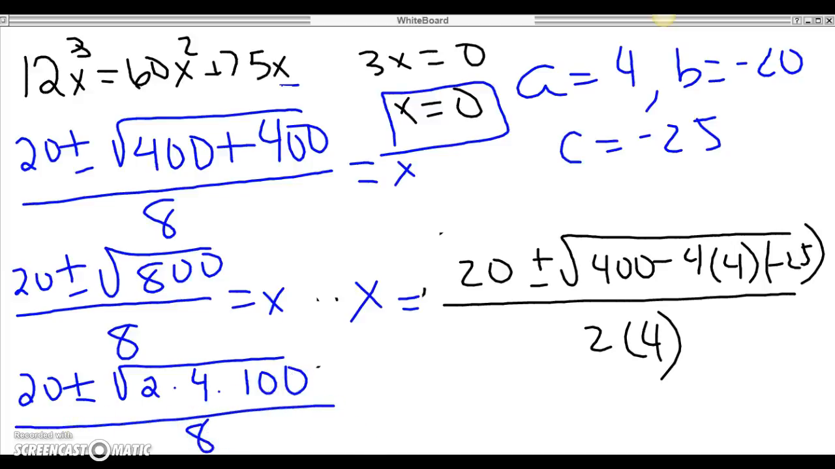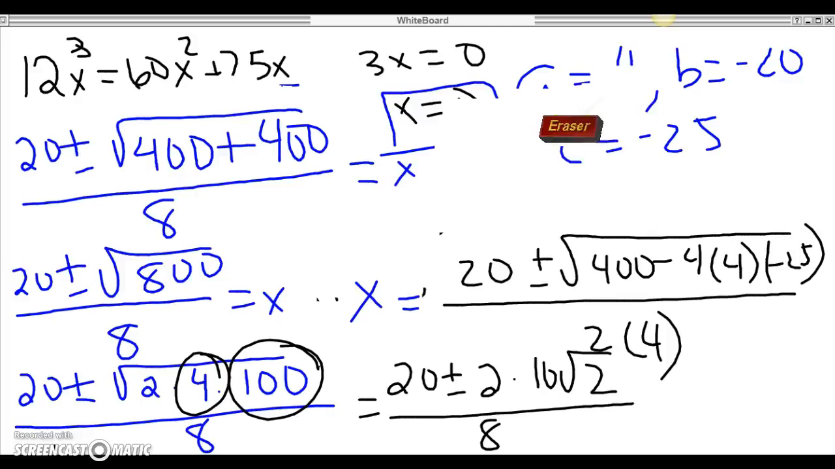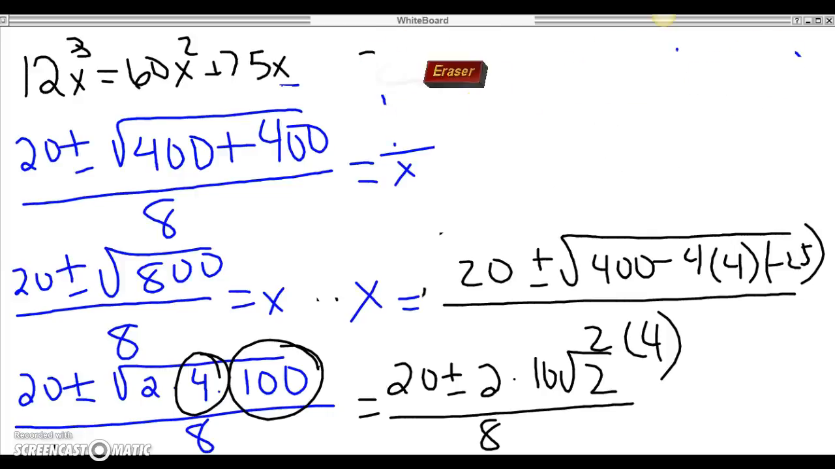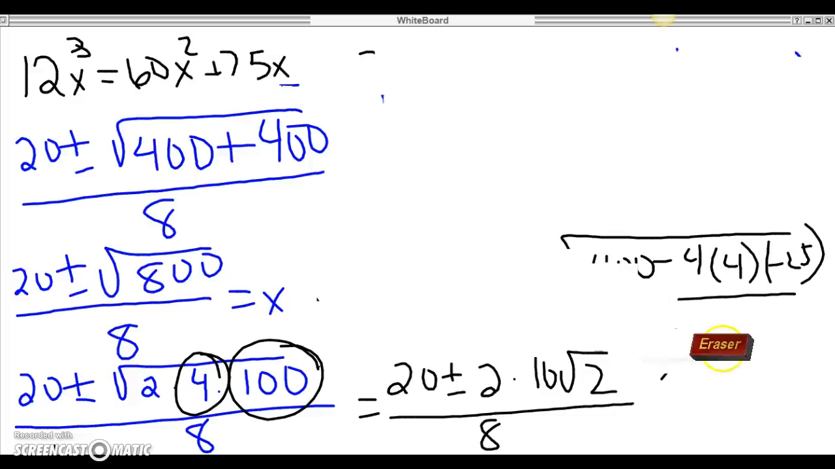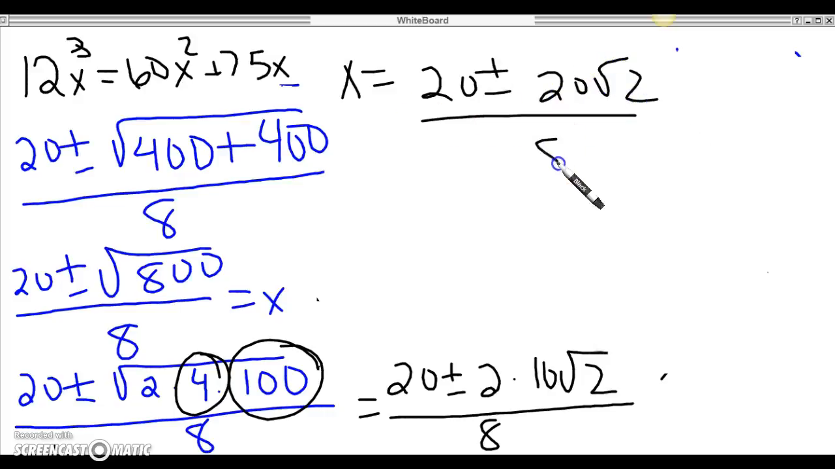And I broke it down like this because I can take the square root of 4, and I can take the square root of 100. And I get the square root of 4 is 2, and the square root of 100 is 10. And I'm left with just that 2 under there divided by 8. Run out of space again. I'm going to erase this. And I get x equals 20 plus or minus 20 square root 2 over 8.